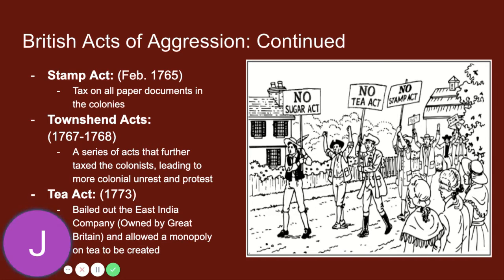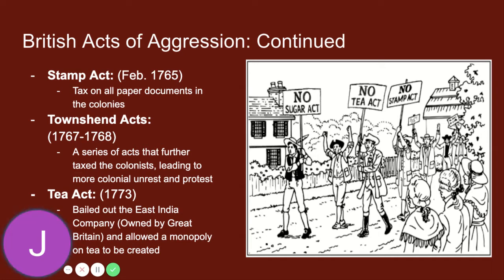The Townshend Acts were between 1767 and 1768, and it was a series of acts that further taxed the colonists, leading to more colonial unrest and protest. So Townshend Acts, what they were taxing specifically was not super important. It's just the fact that there were more taxes being added on to the taxes that were already there.